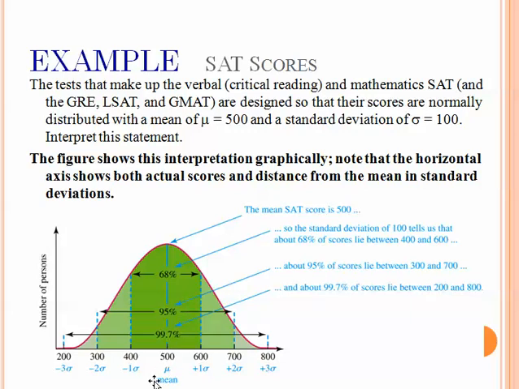Now if we look within 2 standard deviations of the mean, that means we subtract 200 and add 200, and we get this region between 300 and 700 for the score. Using that rule, we know that 95% of the students will score between 300 and 700. And if we look 3 standard deviations on either side, we can conclude that 99.7% of the students score between 200 and 800 on the SATs.